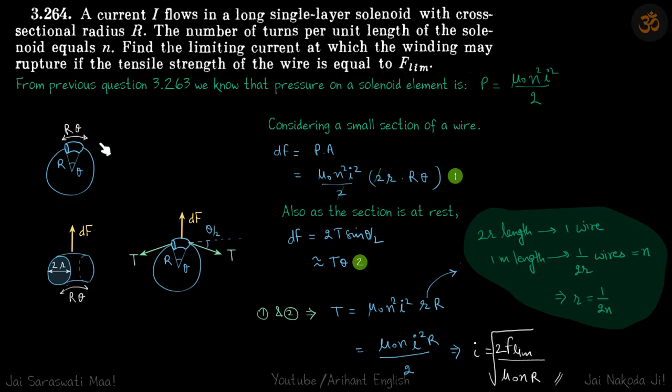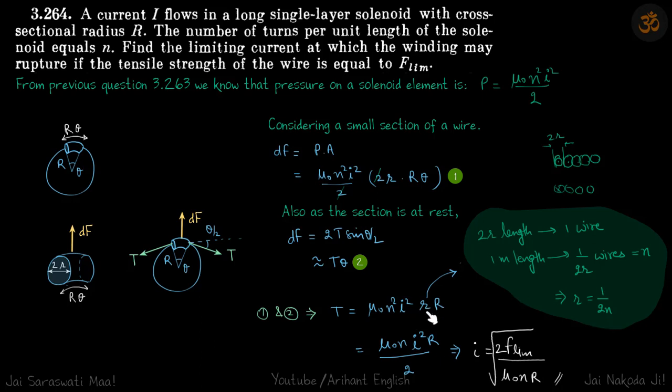So if you look from the right side, this is the solenoid, and here the current is going inside. If you see, this is 2r. So if the length is 2r, then that is one wire. And if the length is 1 meter, by the unitary method, it will have 1 by 2r wires. And that is the definition of N, the number of wires per unit length. So N is equal to 1 by 2r, which gives r equal to 1 by 2N.